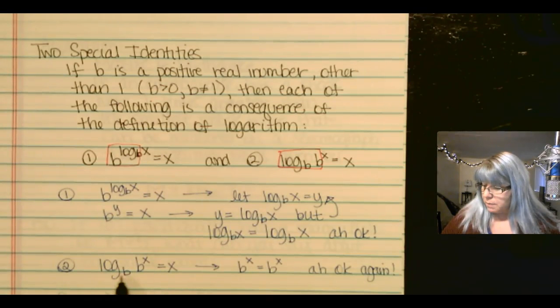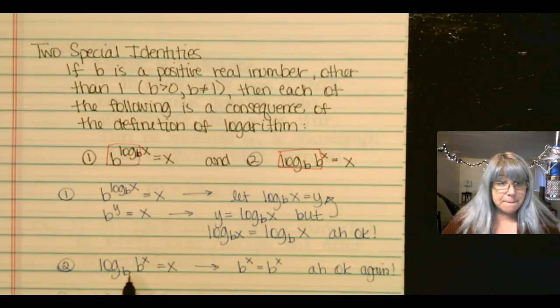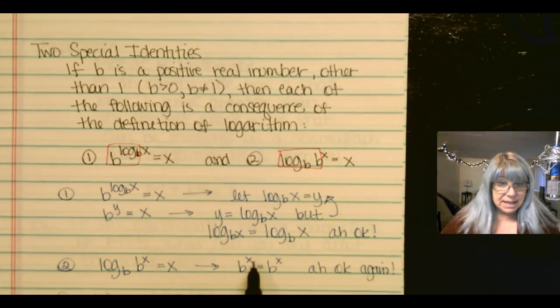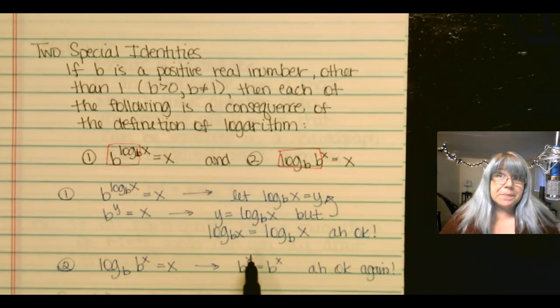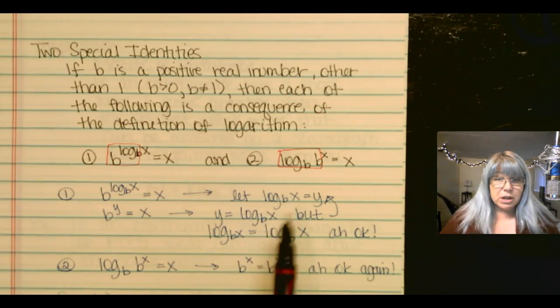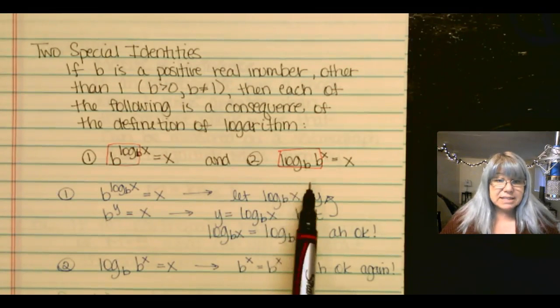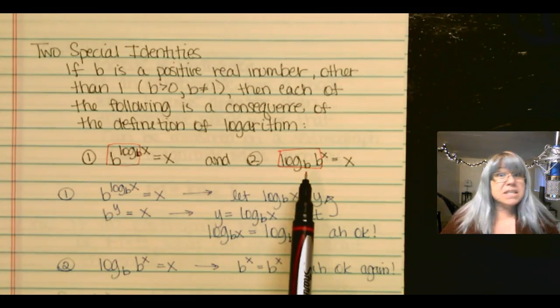Likewise, if log base b of b to the x equals x, then I can rewrite this as base, exponent, answer: b to the x equals b to the x. Okay, again, they both equal one another. It's a little difficult to see, but since they are true, we can utilize this fact to simplify our problem.